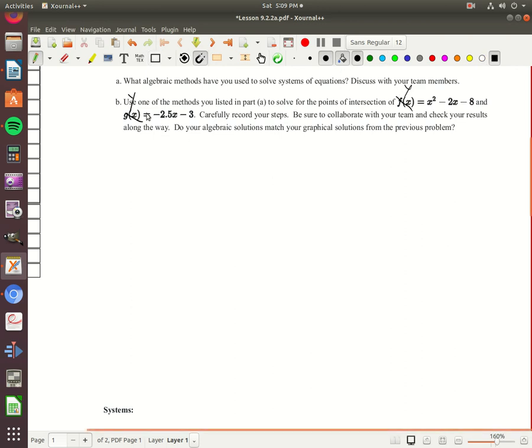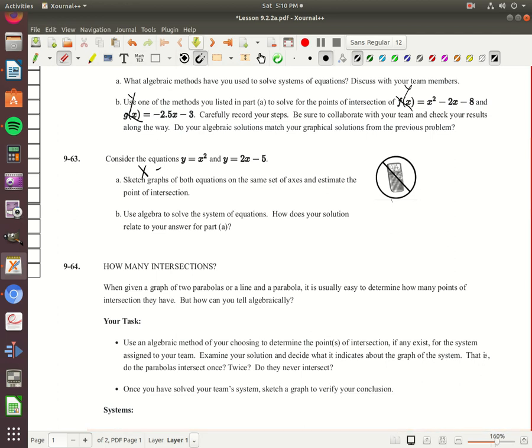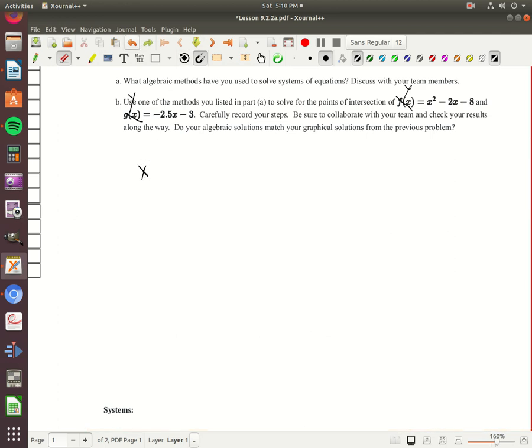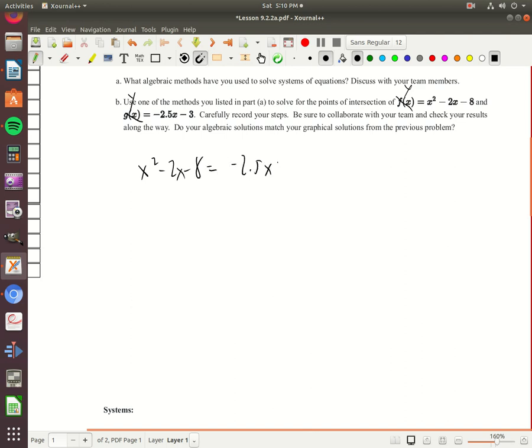So I'm going to exploit that. If this equals y and this equals y, well, then they both equal y. They both equal each other. So x squared, that's an x squared. Okay, let's stick with this. So x squared minus 2x minus 8 is going to be set equal to -2.5x minus 3.